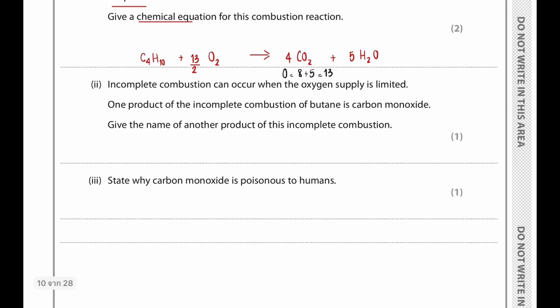Then question II. Incomplete combustion can occur when the oxygen supply is limited. One product of the incomplete combustion of butane is carbon monoxide. Give the name of another product. So it will be water.